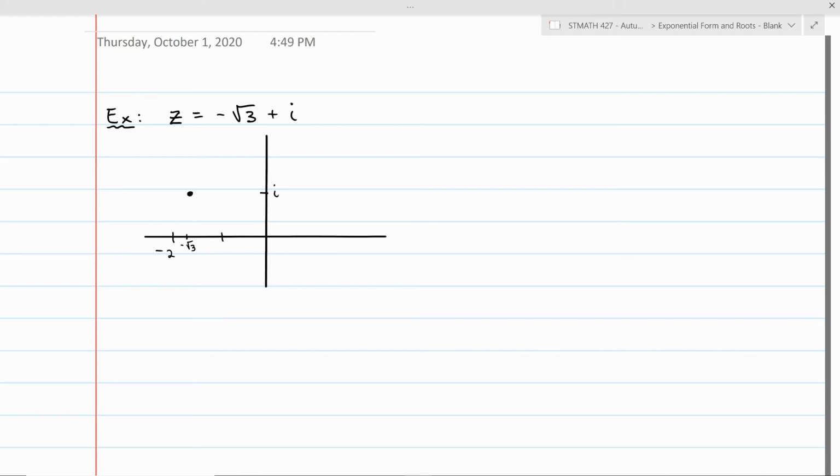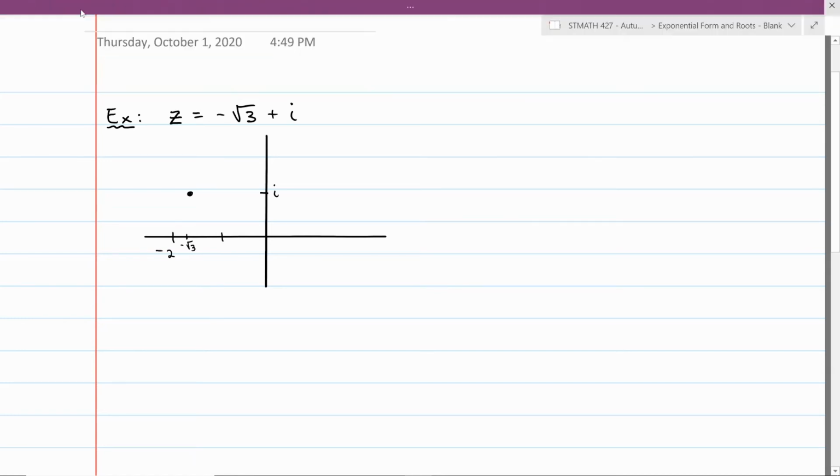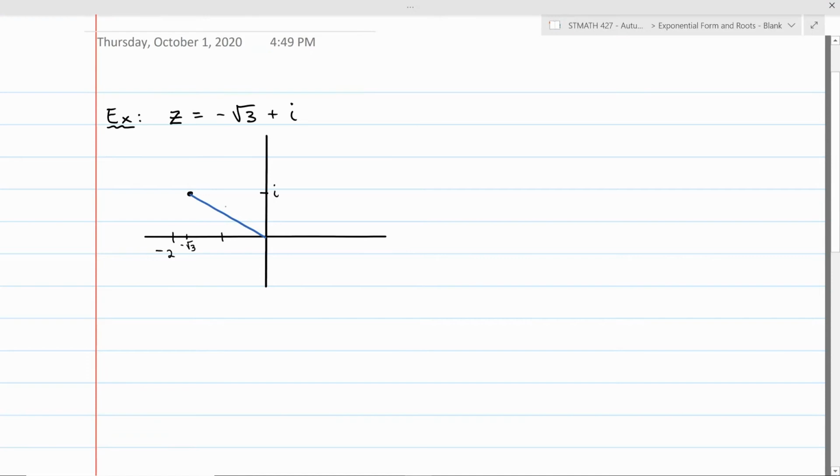So here I've got the complex number negative square root of 3 plus i, which I've taken the liberty of graphing ahead of time. Let's look at the polar form of that number. We need to calculate the radius, indicated here with this blue line, and we need to calculate theta, that angle there. r is just the modulus of z, and the modulus of z is you take the square root of the sum of the squares of the components. So you'd get negative square root of 3 squared plus 1 squared. So that just works out to be 2, right?